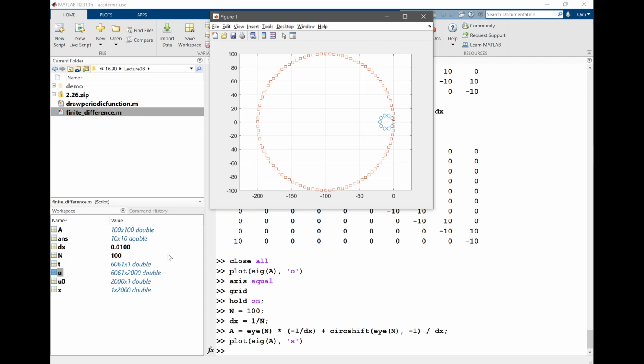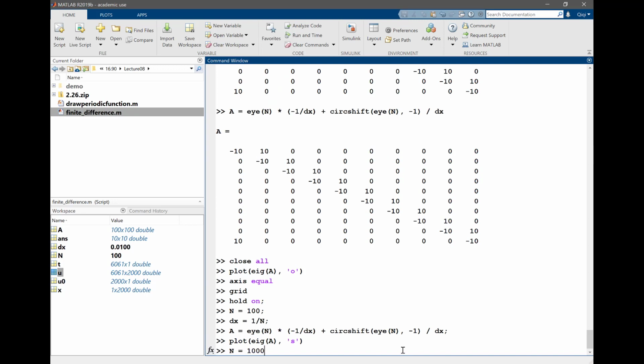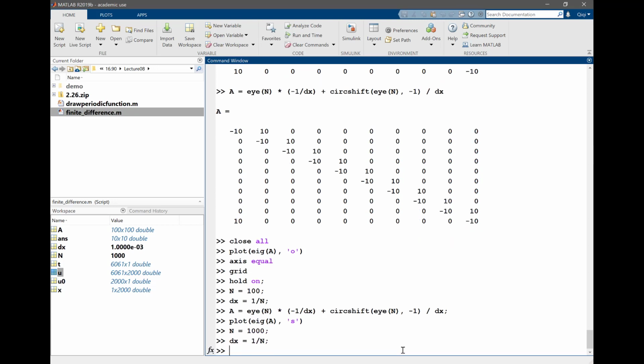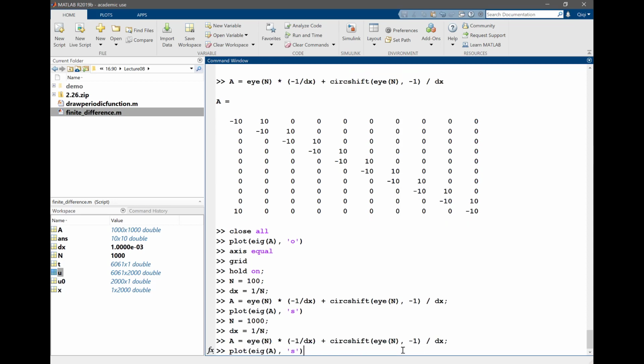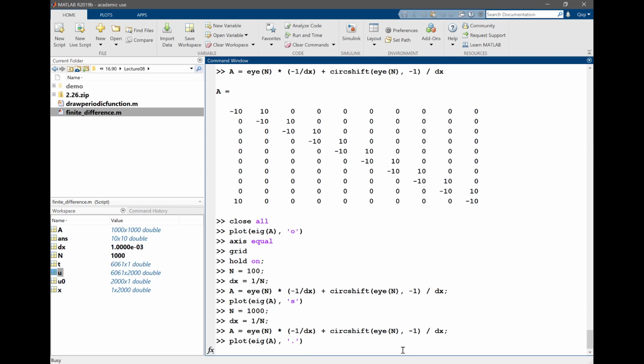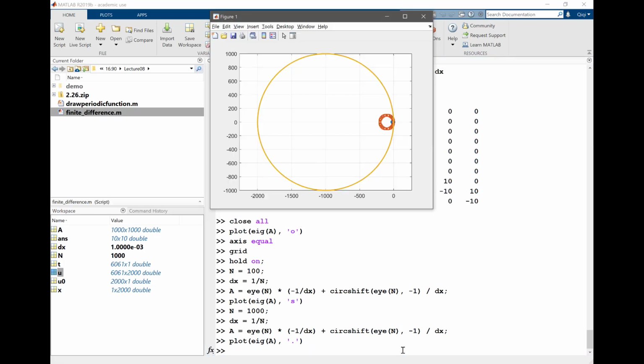All right, and just to make sure we are confirmed with what we have, let's just do 1,000. I'm going to do dx, A, and plot the eigenvalues. Now I'm just going to plot with dots. All right, so now it's hard to distinguish these 1,000 dots. It kind of forms almost a continuous line. The radius is 1,000, and the center is -1,000 and 0. So these are the eigenvalues of my matrix after my discretization. How does that connect to the eigenvalues of the differential equation?